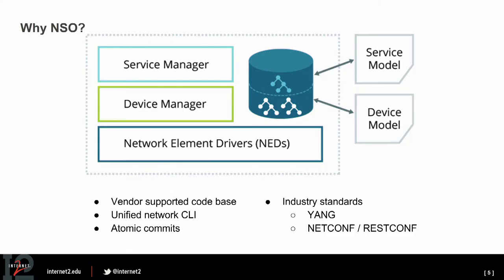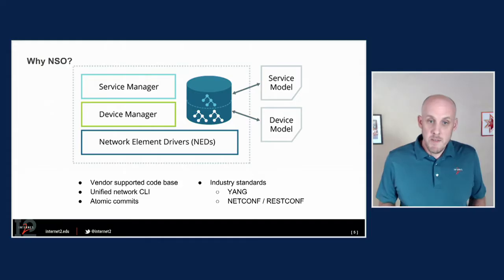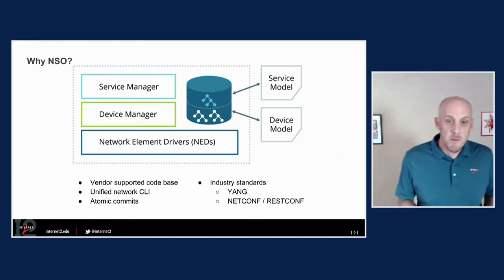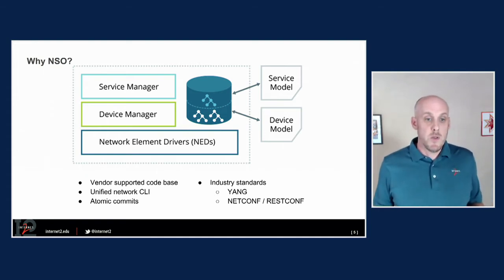NSO also provides atomic commits to our network. So we're now treating our network as a transactional database, and we're mostly assured that when something fails, we don't have to worry about where there's failed config out on the network. It all gets rolled back. And of course, a lot of this is based on industry standards: YANG, NetConf, and RESTConf, and that's important to us due to the open nature of the Internet2 community and the potential to share some of the YANG models we develop with the rest of our community.